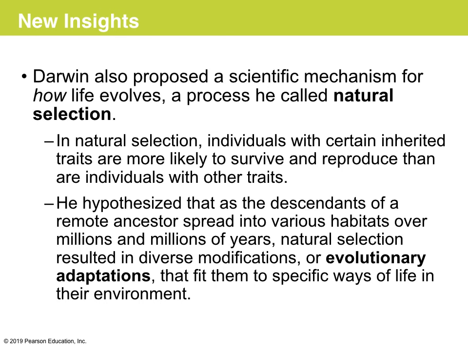And he hypothesized that as the descendants of remote ancestors spread into various habitats over millions and millions of years, natural selection resulted in diverse modifications, or evolutionary adaptations, that fit them to live in specific other parts of the world. So in other words, the marine iguana eating algae versus the land iguanas that ate terrestrial plants versus the iguanas on the mainland that ate leaves and trees, right? As they spread into different places and lived in those different places, they changed, right, to be better adapted to these different environments.